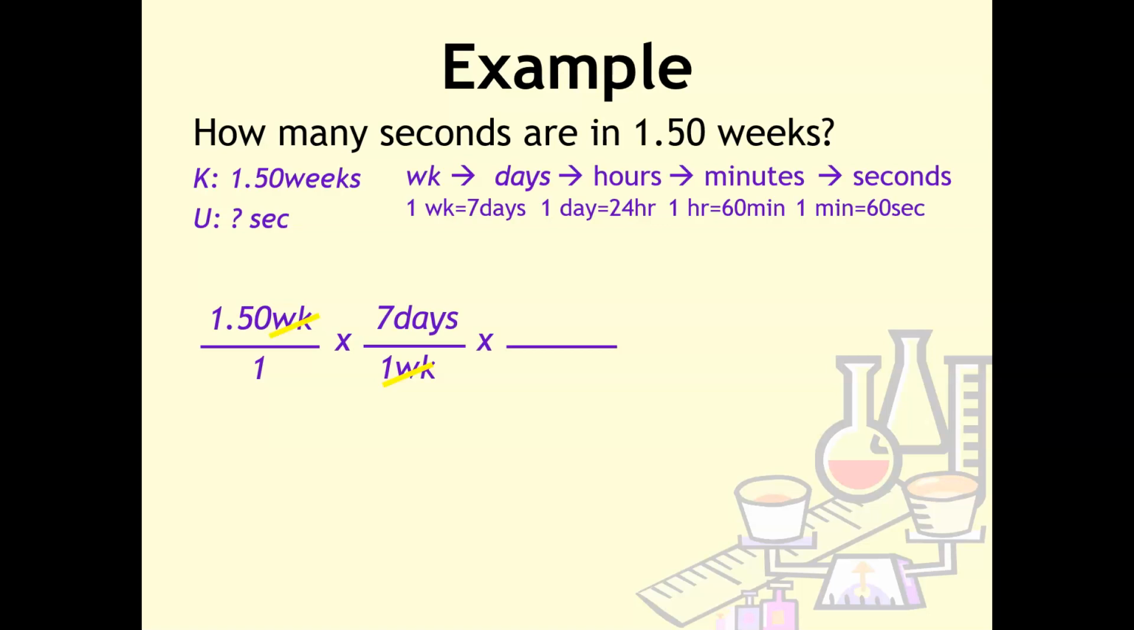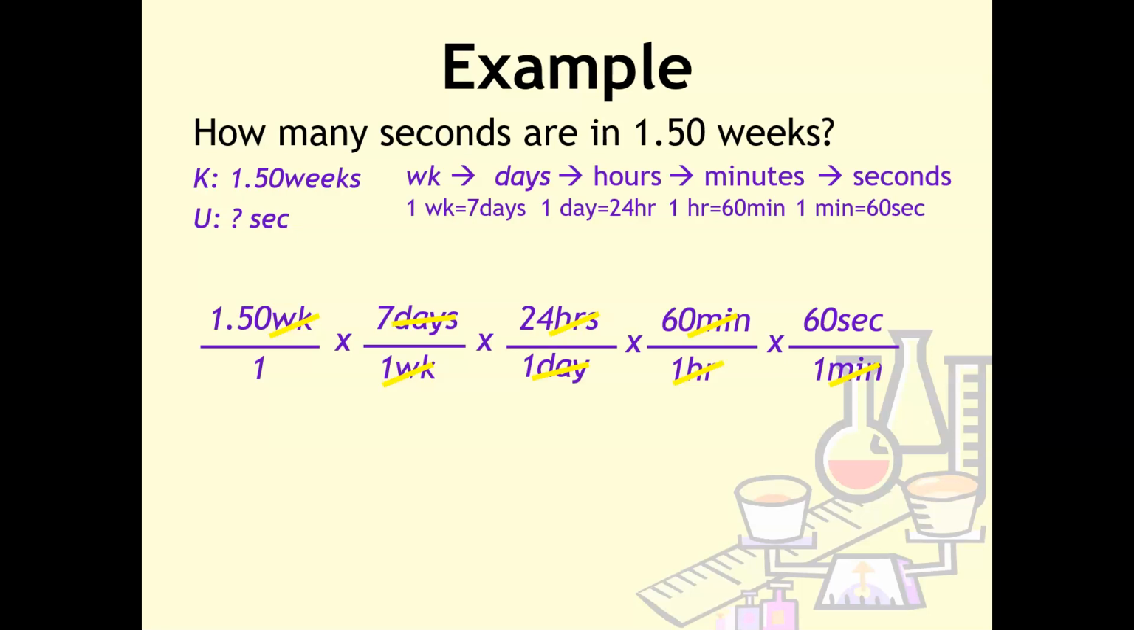Then the next fraction has days going into hours. So I'm going to have 1 day, so 24 hours. And then the next one is hours into minutes. So it's going to be 1 hour is equal to 60 minutes. And then finally, I'm going to have 1 minute equal to 60 seconds. And now notice all the units cancel to leave the unit that I want, which in this case is seconds.